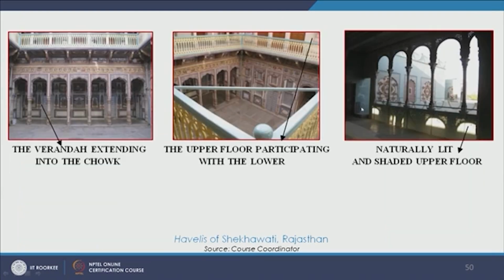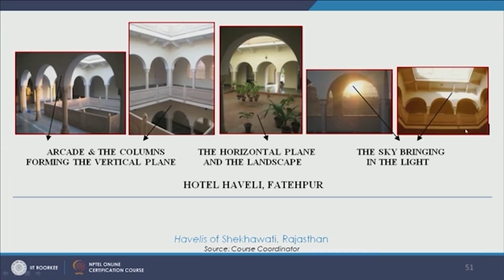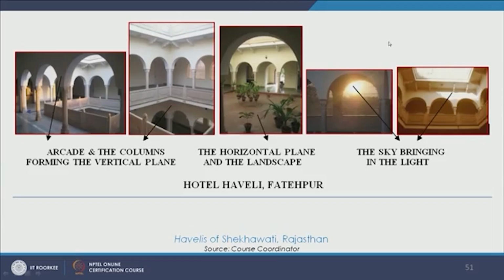Again some pictures of the Havelis and the space making elements and the narrative works. This is a recent example which is adaptive reuse. Of course it doesn't have the same spirit and feeling, the narratives are missing, but in terms of space making elements and in terms of the quality of space, still it is a good example to have a look at.